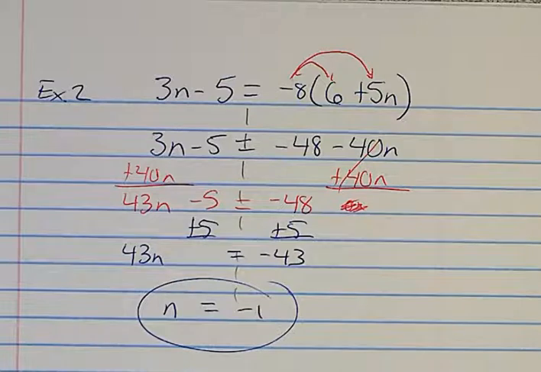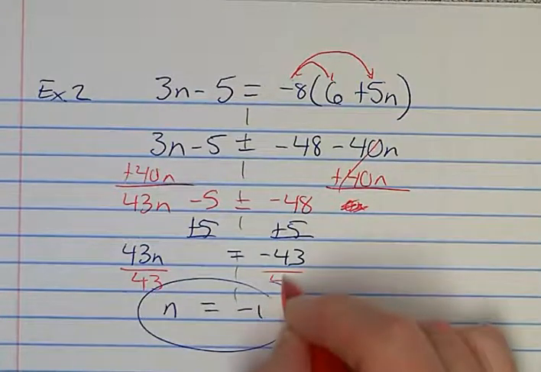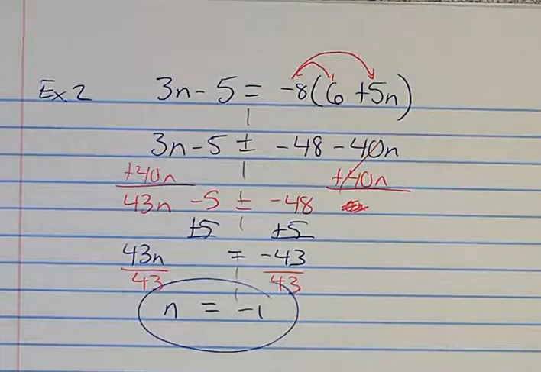Okay, so that was kind of going back to what we were doing yesterday with some distributive property stuff. From here, once you've got the 43n and 43, just divide both sides by 43. And then you've got your negative 1 right there.